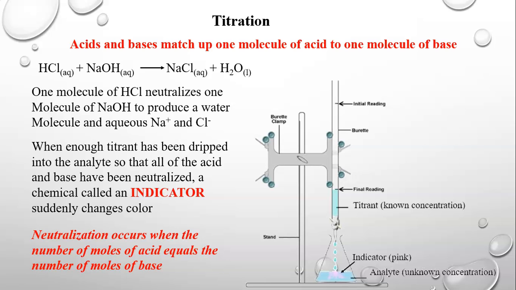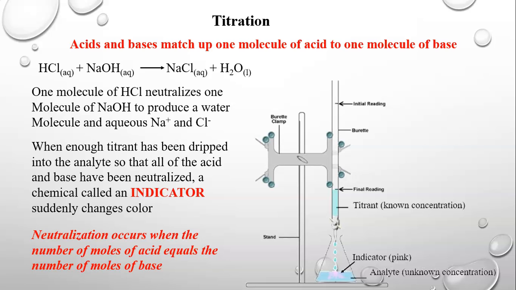When enough titrant has been dripped into the analyte so that all of the acid and base have been neutralized, a chemical called an indicator suddenly changes color. How and why it does that is way beyond the scope of this course or even AP chemistry, but they have the ability to do that. They sense when the pH is neutral, or another thing they can do is sense that there's no longer any base in the analyte down in the flask, then they'll change color.